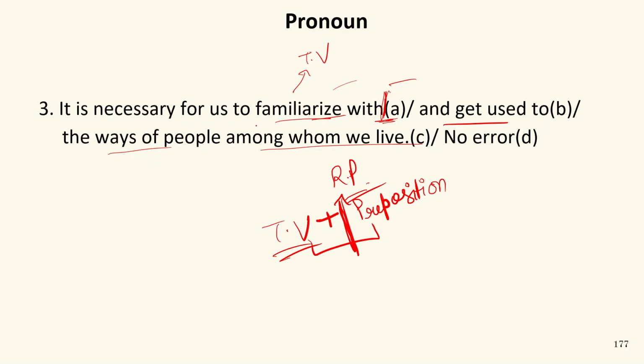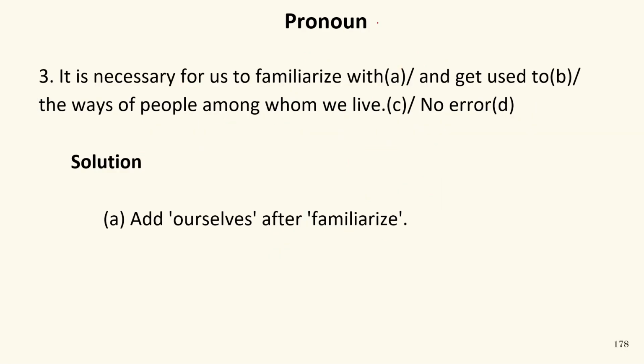So it is necessary for us to familiarize. Now, us is used for we, and for we we use ourselves. So the correct sentence should be, it is necessary for us to familiarize ourselves with and get used to the ways of people among whom we live. So the correct sentence is, familiarize ourselves with.